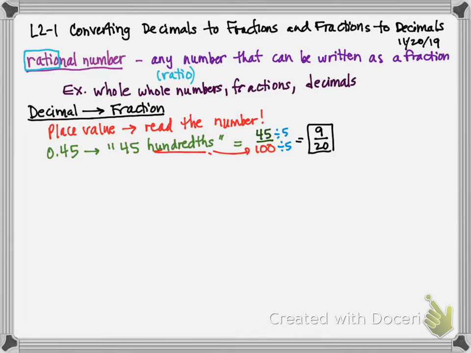So as a reminder, you must simplify. Ratios, fractions aren't ratios or fractions unless it's reduced to lowest terms. Okay? So that's all you do is read it, and that tells you how to write it. Okay, now going the other way is a little bit trickier to go from a fraction to a decimal.